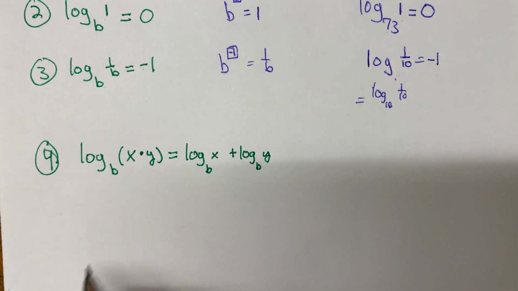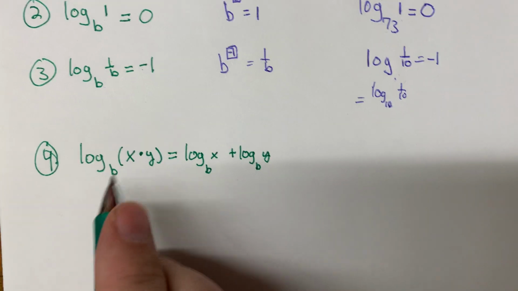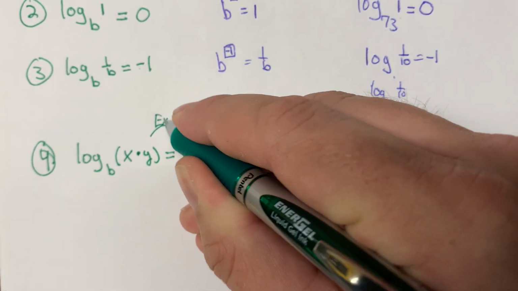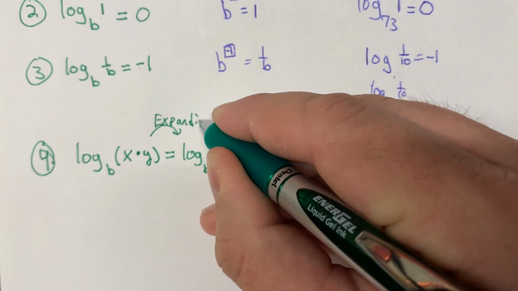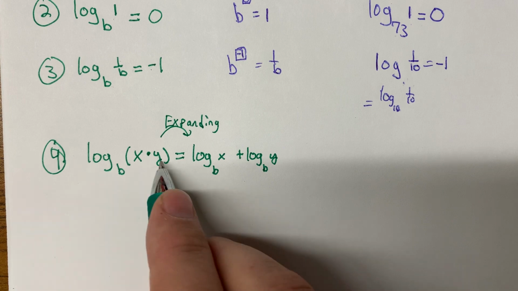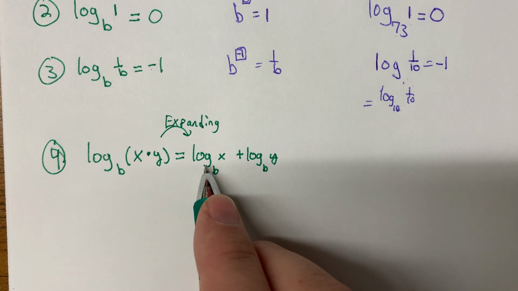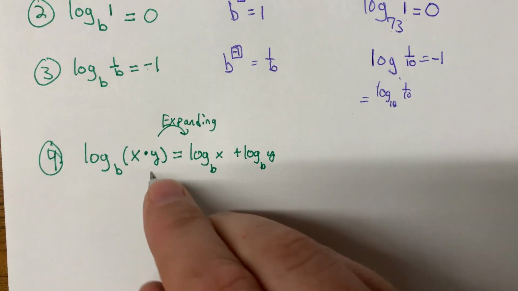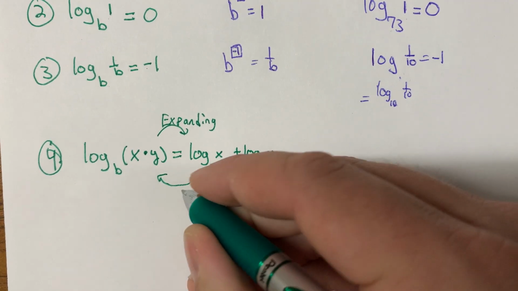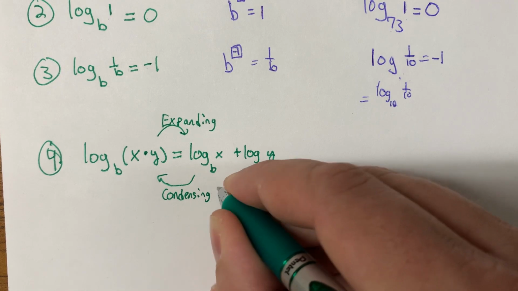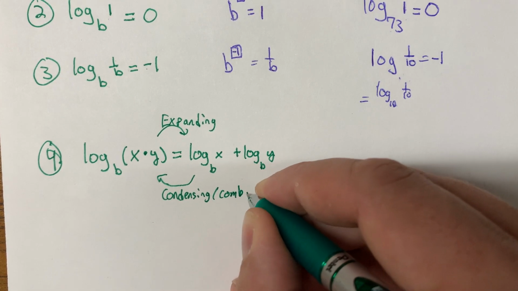Now, this goes both directions. Sometimes this is called expanding, so expanding into more than one logarithm. So you take a single logarithm that's multiplying and you can split it up into two different logs that are adding. Or sometimes you have two logs that you actually want to get together, and that's called condensing, or sometimes we call it combining, either way.